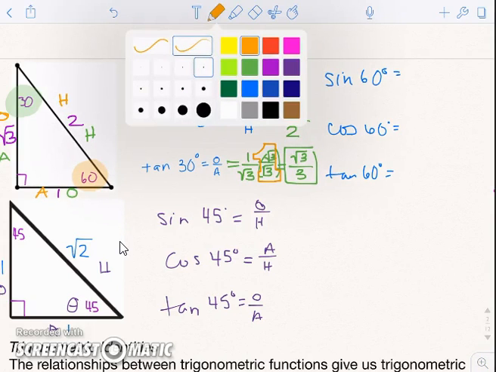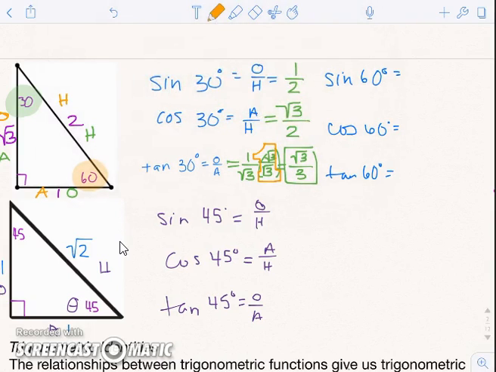So now we'll move on to 60. So sine of 60, which is opposite over hypotenuse, I'm using the orange now because 60 is my orange angle. So it's radical 3 over 2. Cosine, the adjacent over the hypotenuse, is 1 over 2. And then tangent of 60, which is opposite over adjacent, leaves me with radical 3 over 1, which is just radical 3.